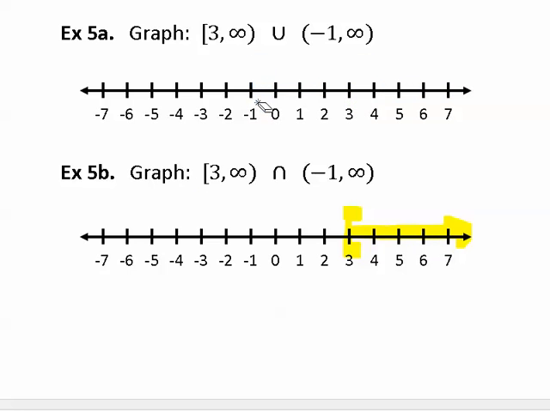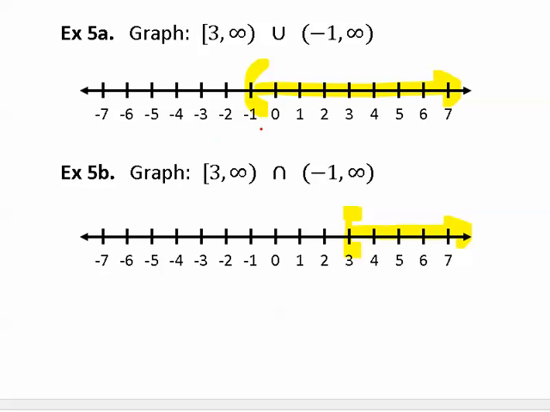For the or, it only has to be in at least one. So that is from -1. And that goes to infinity like this. And I actually made a little mistake here because the -1 is not inclusive of either set. So this needs to be a parenthesis and not a bracket here. So let's put that in there like this.